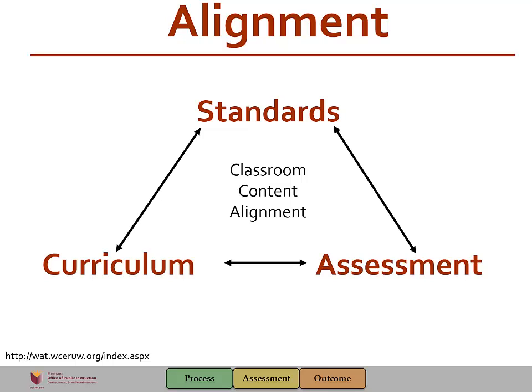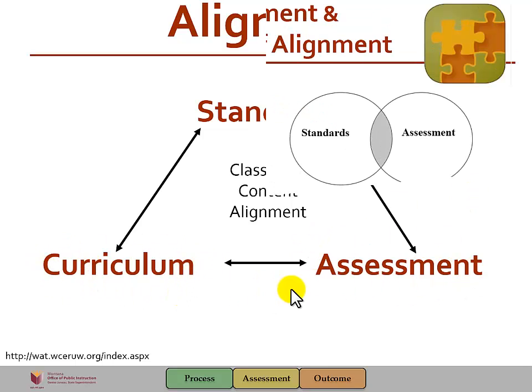So what is alignment, and why is it important for instruction? Alignment is the degree to which expectations and assessments are in agreement, and serve in conjunction with one another to guide the system towards students learning what is expected. Here we can see how standards, assessment, and curriculum are intertwined.